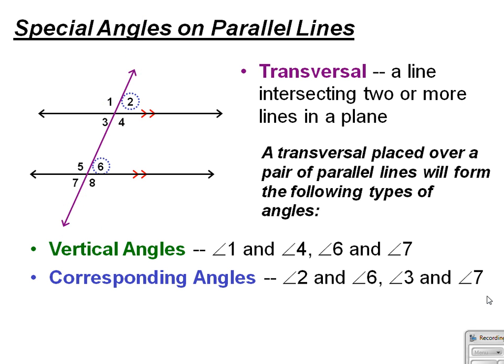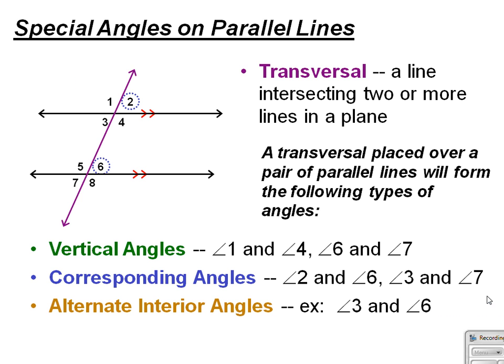Now, corresponding angles, a new kind of special angle, are angles that are positioned along the same place on the transversal. So for example, angle 2 and angle 6 are located both in the upper right-hand corner along the transversal along their respective parallel lines. In addition, angle 3 and angle 7 are located in the lower left-hand corner along the transversal relative to their corresponding parallel lines. Also, angles 8 and 4 are corresponding angles, and angle 1 and angle 5 are corresponding angles.